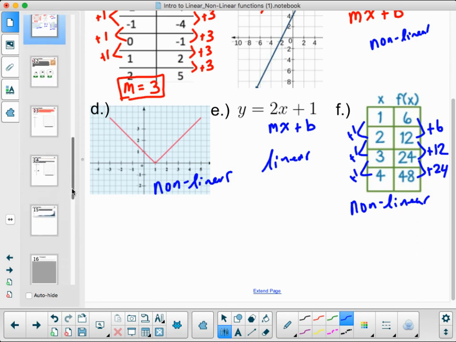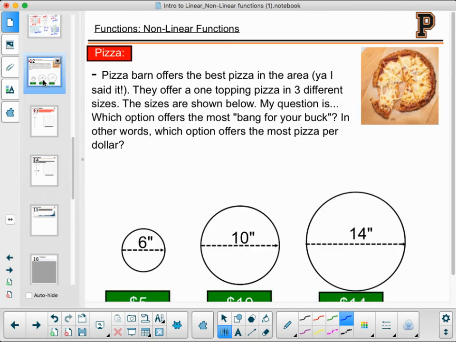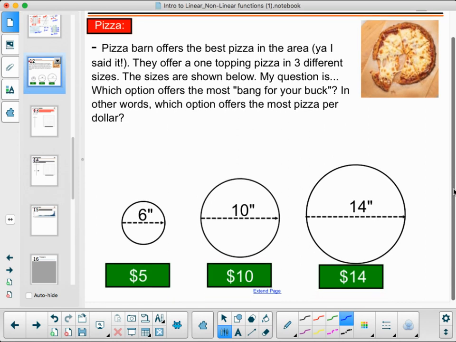All right, now we're going to start with the pizza question. Everyone likes pizza. All right, Pizza Barn, in my opinion, offers the best pizza in the area. Yeah, I said it. Okay, they offer a 1-topping pizza in 3 different sizes, and those sizes are shown below. My question is, which option offers the most bang for your buck?